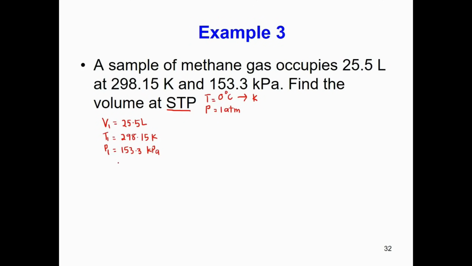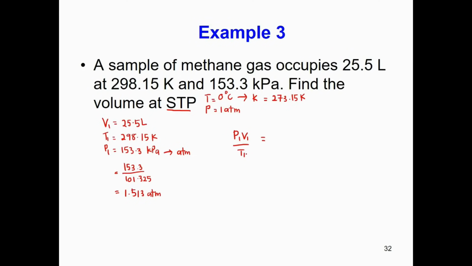So let's convert the initial pressure into atm. To convert into atm, just divide the pressure given in kilopascal by 101.325. Then you will get the answer in atm. So you will get 1.513 atm. 0 degrees Celsius is equal to 273.15 Kelvin. So after all the unit conversions, we can insert the values into the formula.